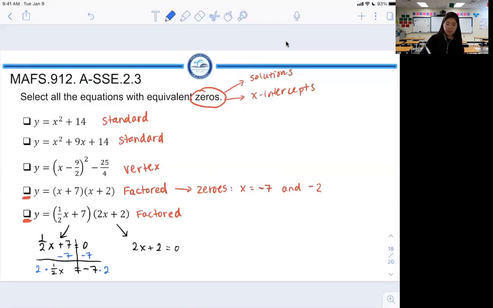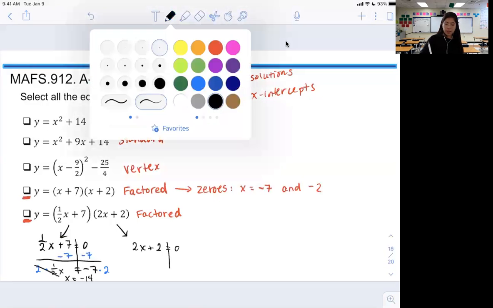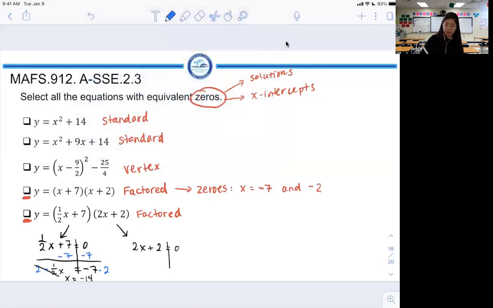Negative 7 times 2. Negative 14. Oh, yeah. So I got negative 14. And then on the other side, same thing. I'm going to subtract 2. 0 minus 2 is negative 2. I divide by 2. So what do I get?